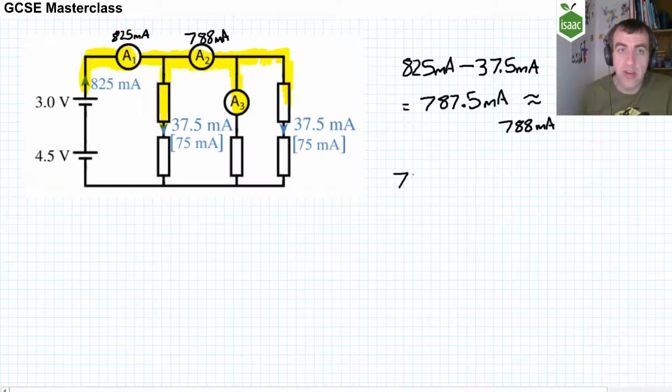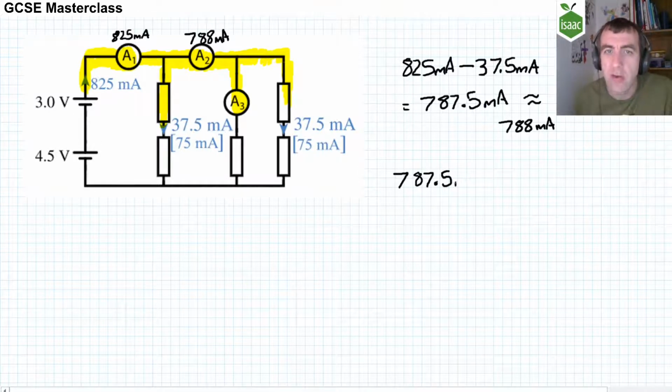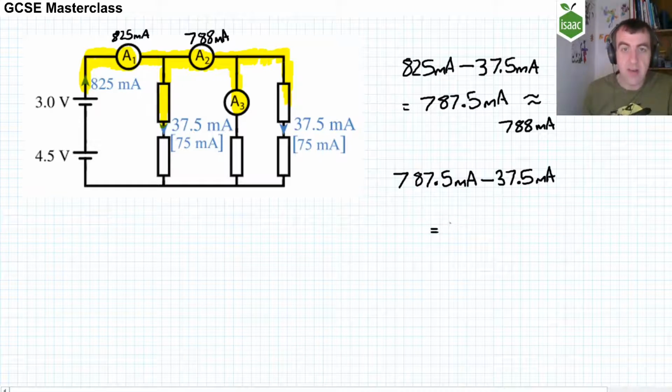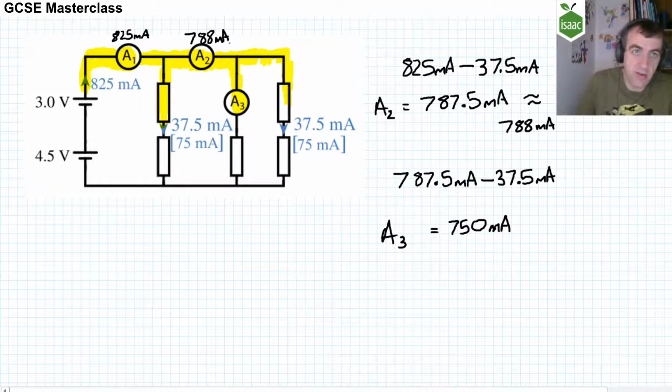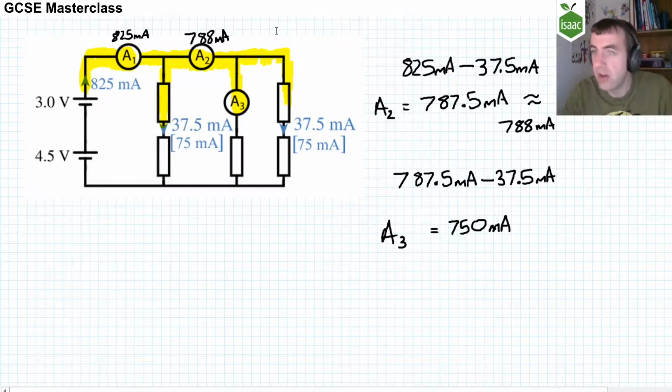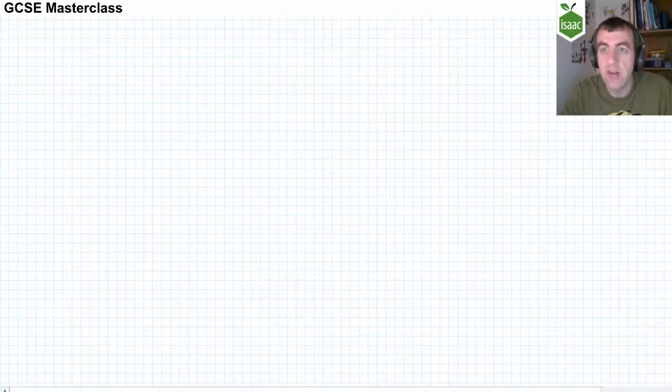And so we've got 788, I'm going to say 787.5. I'm going to use the unrounded number from the previous calculation in the next one, so I don't have an accumulation of rounding errors. And I'm going to subtract 37.5 milliamps, that's what we tapped off, and that leaves me with 750 milliamps. And that's the answer to A3. This is A2. And A1 is 825 milliamps. So that's Kirchhoff's first law. We already looked at Kirchhoff's second law in the first example. So now let's have a look at both of them together.